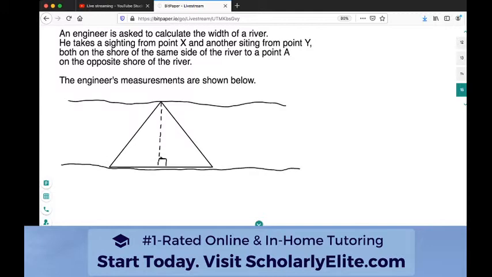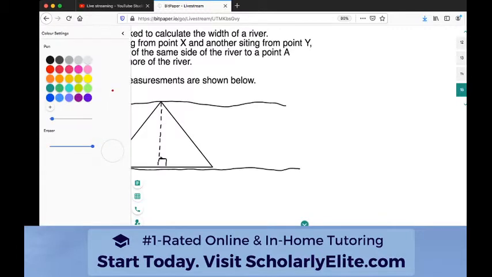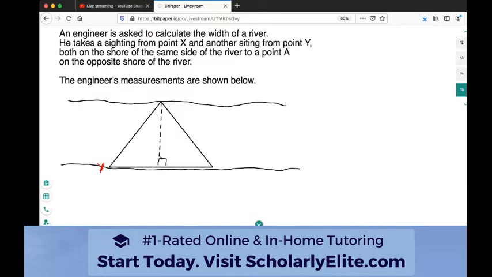So this is X. Let's use colors just to make things a little bit poppier. So we've got X here. This is Y. Again, my drawing of the riverbanks is not perfect, you guys, but just bear with me here. Great, and then this is the width of the river. Here we've got 46 degrees, and here we've got 54 degrees.